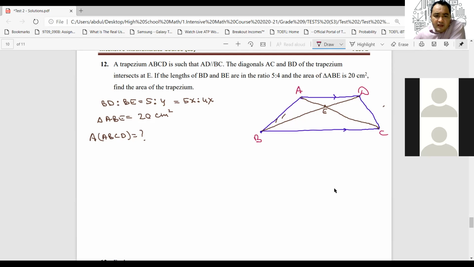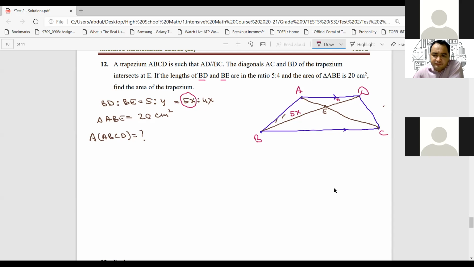I think it's fine. Now, from this picture, let's say our trapezium is A, B, C, D. So AD is parallel to BC. And the ratio of BD to BE is 5/4. What does it mean? It means that BD here is equal to 5x centimeters, and DE is x centimeters, right?